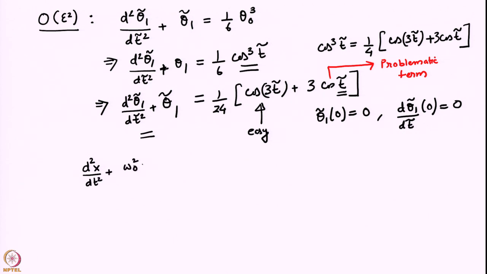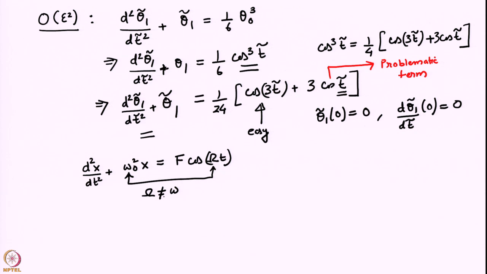x double dot plus omega 0 square x is equal to some f cos capital omega t. Now, we can solve this equation using the same technique, complementary function plus particular integral. The particular integral is fine as long as capital omega and small omega are not equal to each other. Small omega naught represents the natural frequency of the oscillator, capital omega represents the forcing frequency. You are forcing the oscillator harmonically at a certain frequency. So, capital omega represents that frequency.